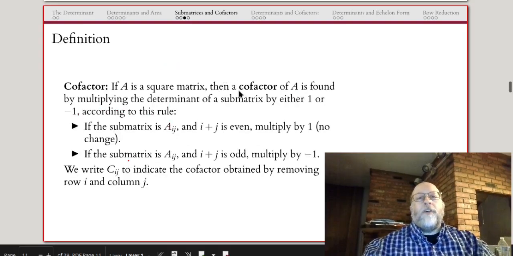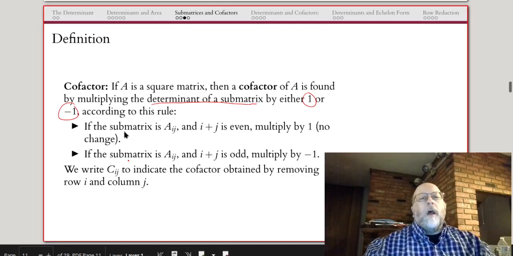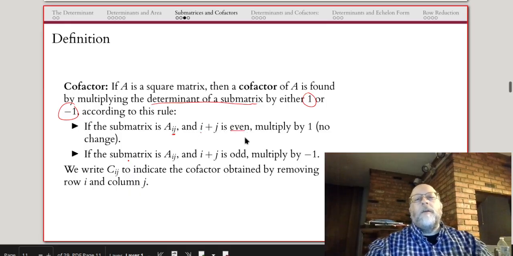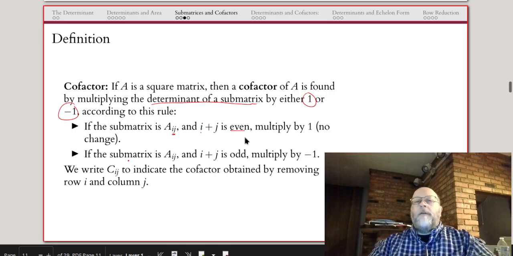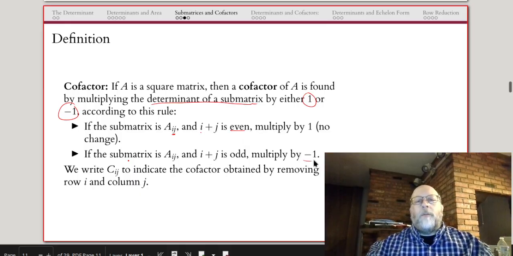A cofactor is taking the determinant of the submatrix, but we're going to multiply it by either a 1 or a -1 according to this rule. We're going to add i plus j together, and if i plus j is even, then we're going to multiply by 1. In other words, there's no change. But if i plus j is odd, we're going to multiply by -1. And this is now the determinant and not the matrix itself. And so we'll use the letter C to indicate a cofactor.